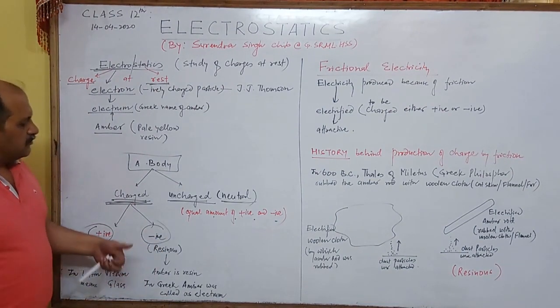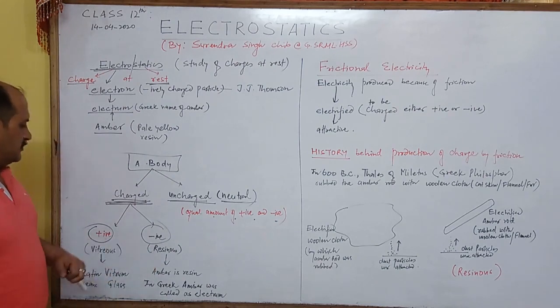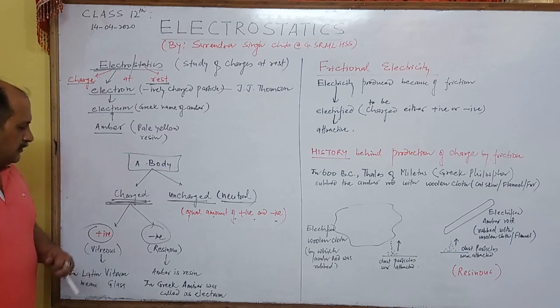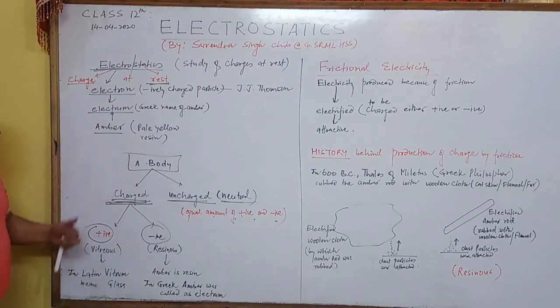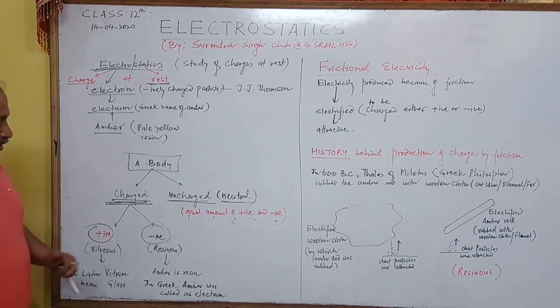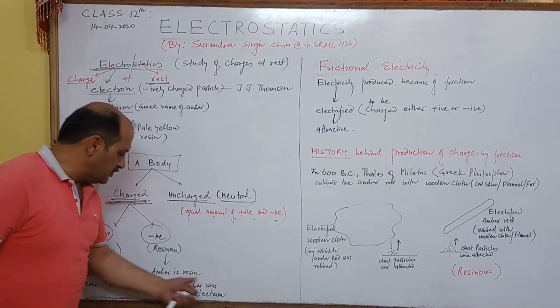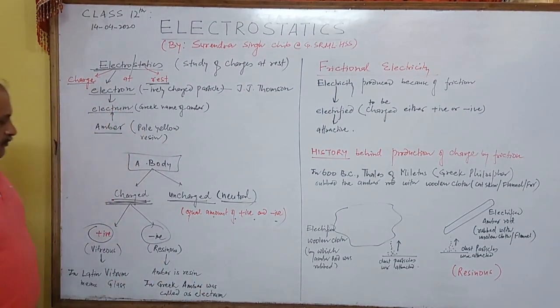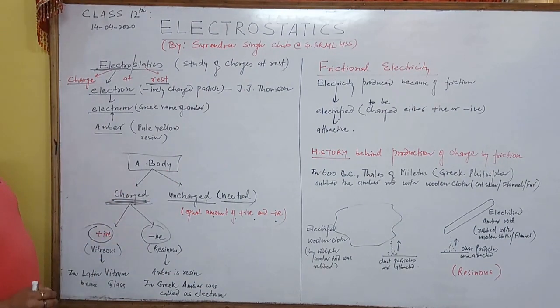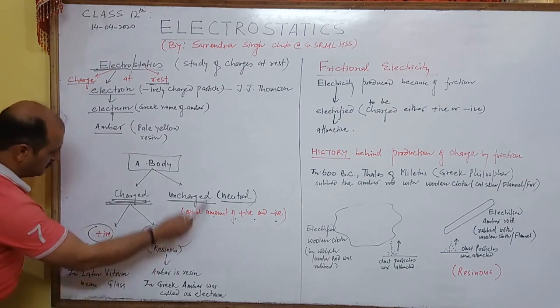Negatively charged bodies were previously called resinous. Why resinous? Because amber was resin. Positively charged bodies are called vitreous. Why vitreous? Because in Latin, vitreous means glass. In Greek, amber was called electron. I will explain the experiment done by Thales of Miletus. You will know more about vitreous and resinous then.